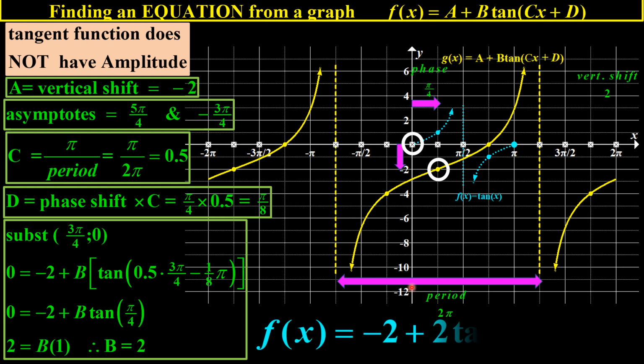So there's my equation now. A is my negative 2, B is a 2, okay, there I just worked out B. My C is 0.5, and my D value is pi over 8. Remember, the D value is not the phase. The phase is D over C. So you can't put the phase value in there, right? The phase value is pi over 4. And that is how we can find an equation of a tangent graph.